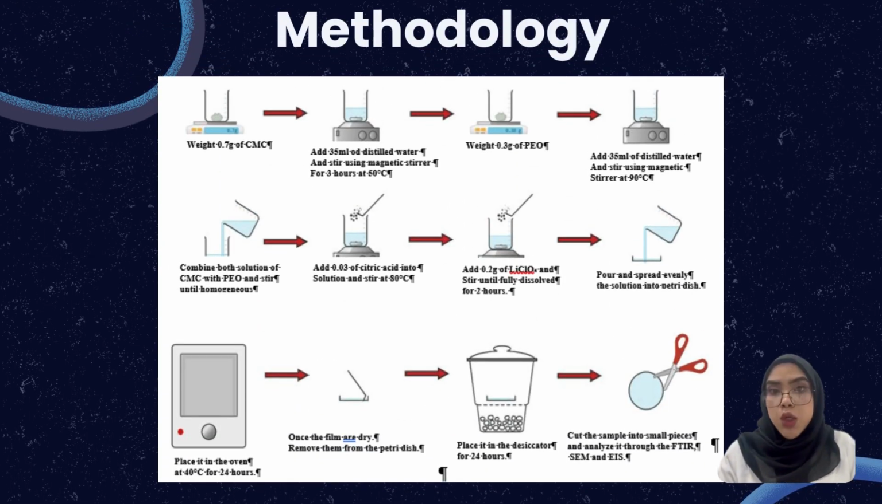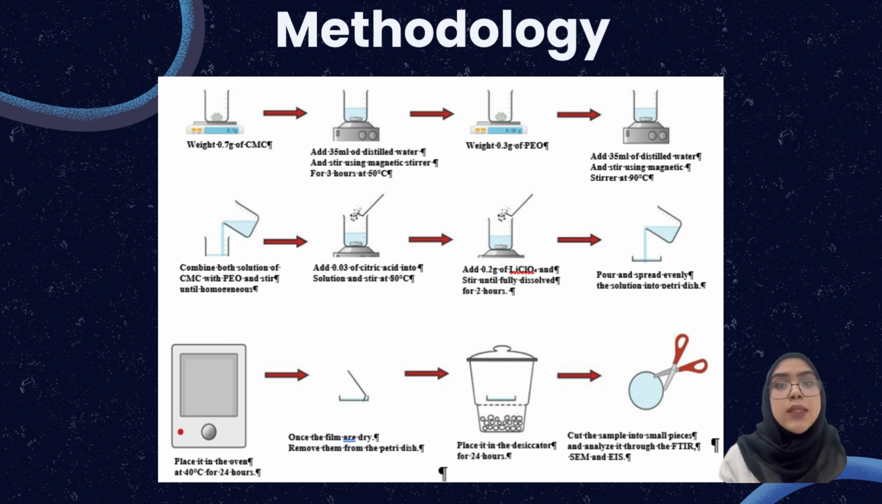Okay, for the methodology of the experiment, the procedure starts with dissolving 0.7 g of CMC in 25 ml of distilled water and stirring it for 3 hours at 50 degrees. After that, dissolve 0.3 g of PEO in the same amount of distilled water, which is 25 ml, and stir it at 90 degrees. Then combine both solutions until homogeneous. After that, add the citric acid, starting with 0.03 gram, and stir it at 80 degrees. And lastly, add the salt, LiClO4, 0.2 gram, and stir it for 2 hours.